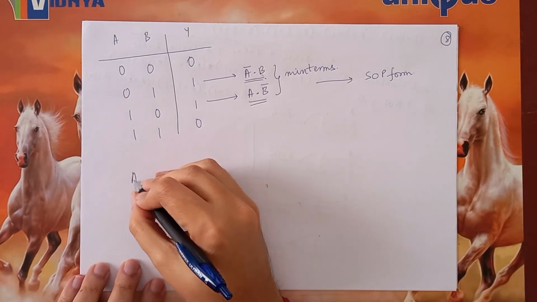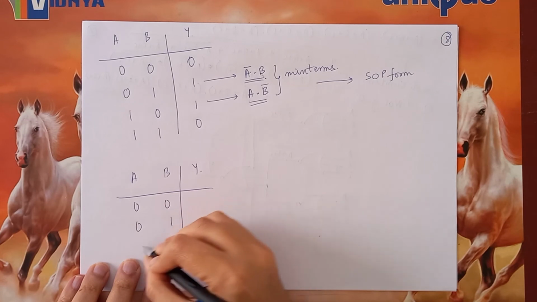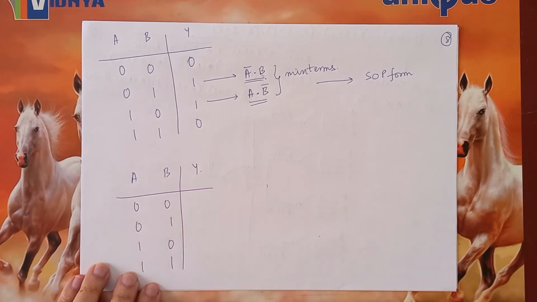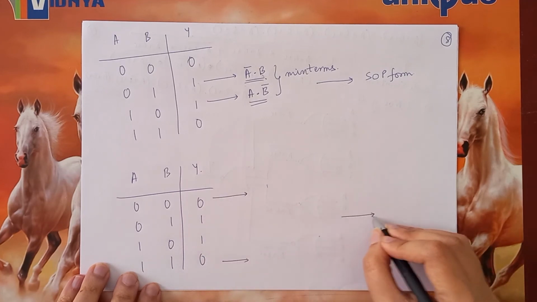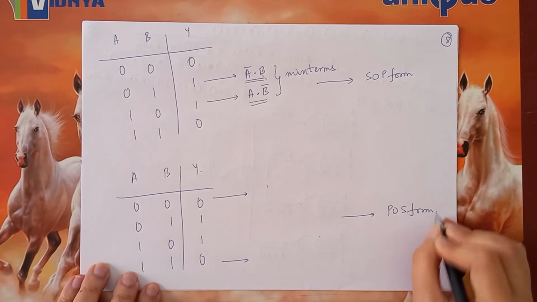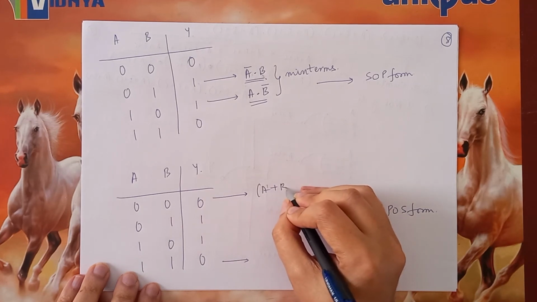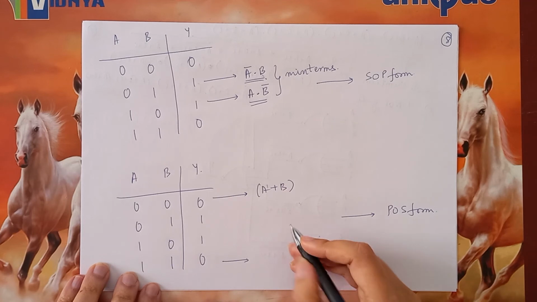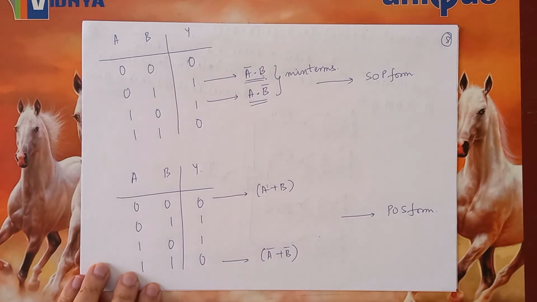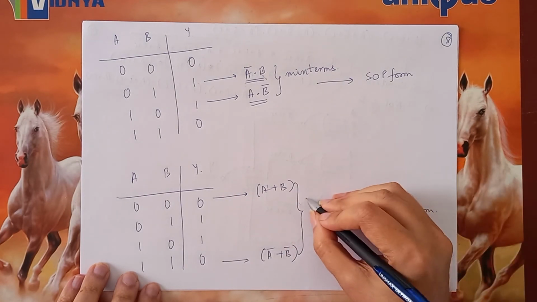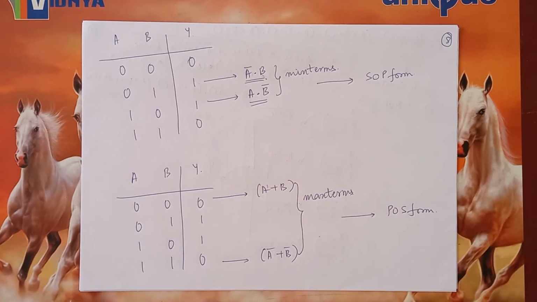Now, suppose we do the same thing but hunting for zeros. Same function. Now we are looking for this. So ultimately we will get a POS form. So corresponding to this 0, this term would be a plus b, and this term corresponding to this 0 would be a bar plus b bar. Just like the earlier case, these two terms also have a name, and that is called as max terms.